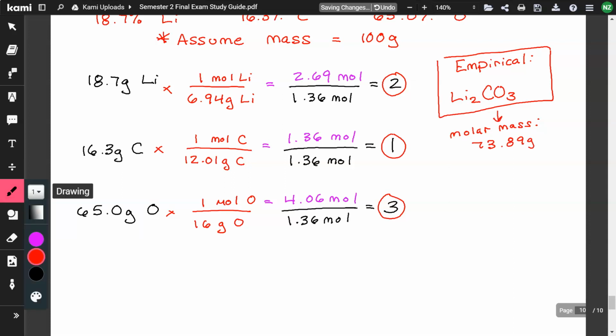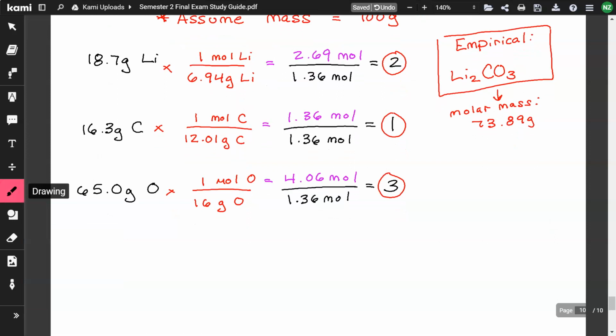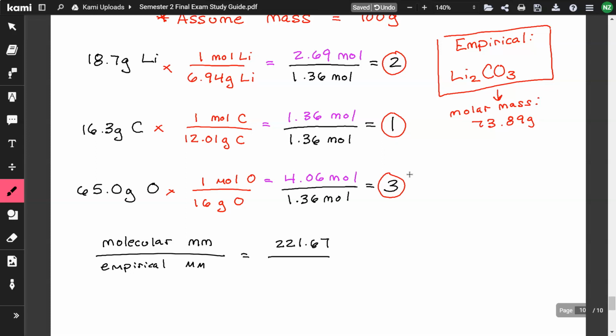Okay, now to find the molecular formula, we're going to take the empirical formula, which is the simplest form, and we're going to apply a multiplier. Okay, to find that multiplier, it's going to be the molecular molar mass over the empirical molar mass. So in the question, it told us the molecular molar mass was 221.67. And we just found the molar mass of the empirical, which is 73.89. So we get a multiplier of 3.